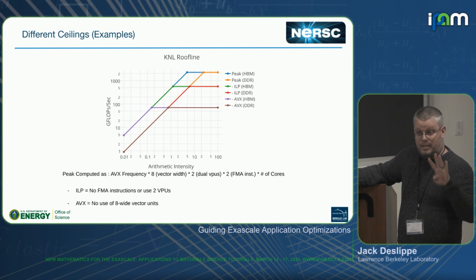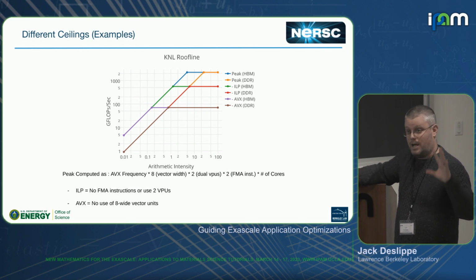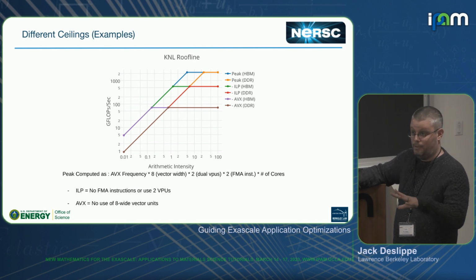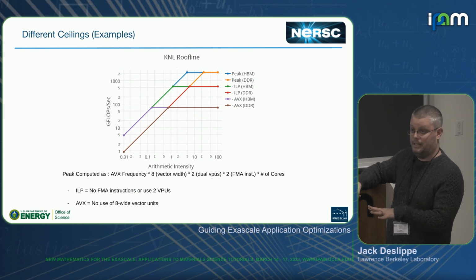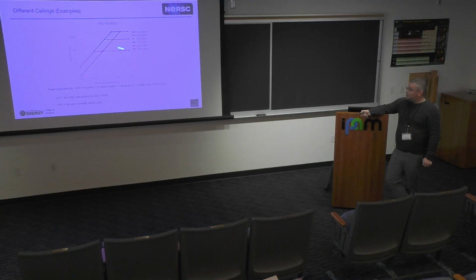Then remember that the KNL has 8 wide vector units. So your code has to be vectorizable, or the processor has to be able to operate on 8 numbers identically every cycle in order to get that performance. If you can't do that, then you're dropped all the way down here, another factor of 8 lower. And so the scalar performance of a KNL is down at the 100 gigaflops per second level or lower if you're not doing all of those things right.